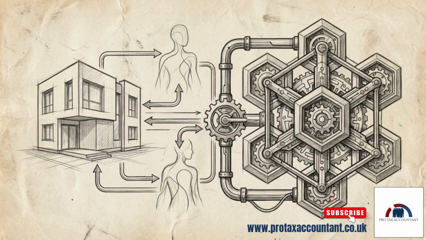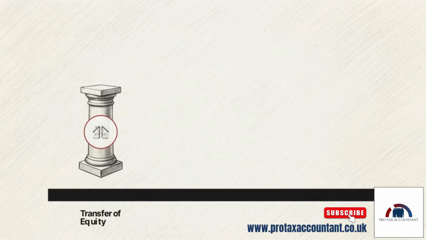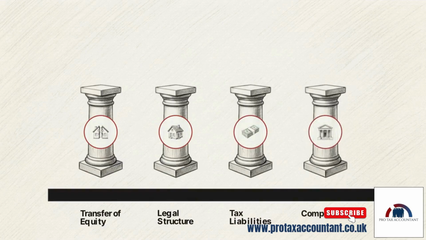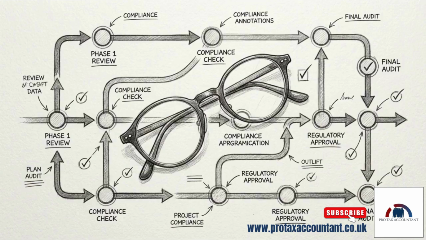Adding someone to a mortgage is a highly powerful dual-purpose tool for both restructuring family wealth and securing vital business capital. As this graphic illustrates, success requires 4 solid pillars: mastering the transfer of equity, choosing the correct legal structure, mitigating tax liabilities, and ensuring rigorous compliance. Precise, proactive accounting planning is the only reliable way to navigate the SDLT and capital gains tax implications safely.